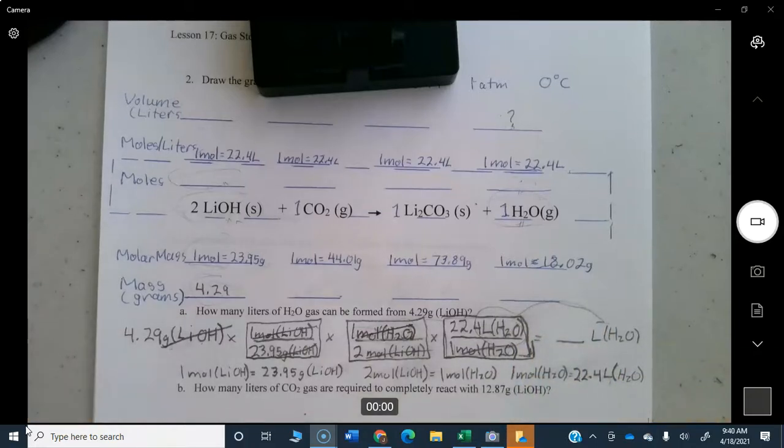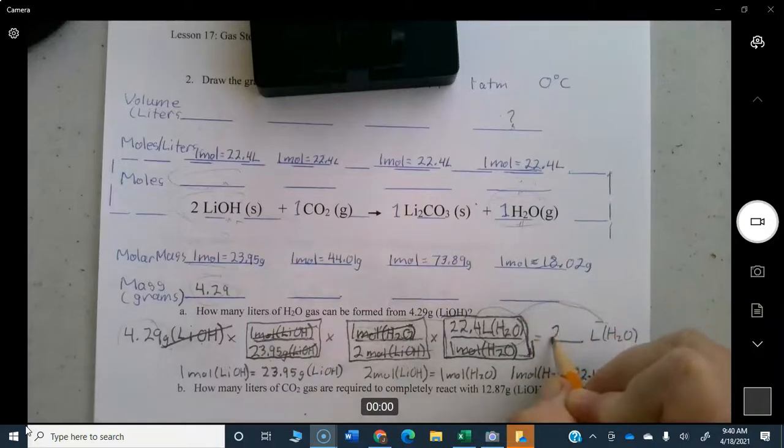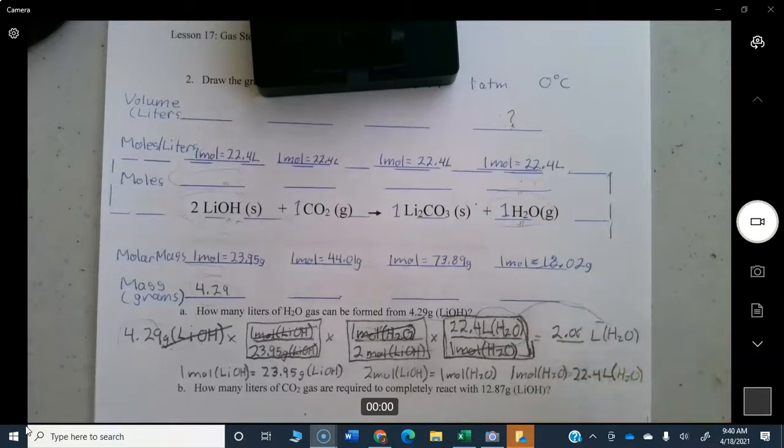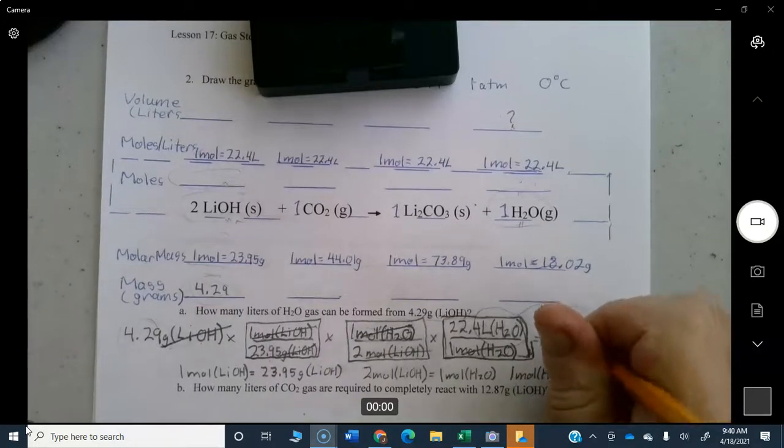So now you're going to simply multiply 4.29 times 1 times 1 times 22.4 divided by 23.95 divided by 2 divided by 1, and that's going to give us 2.006. We can go to 3 significant figures there and there, and to 4 there. So 3 is going to be our limit. So it's going to be 2.01. 006 rounds to 0.1 in the 3rd significant figure.